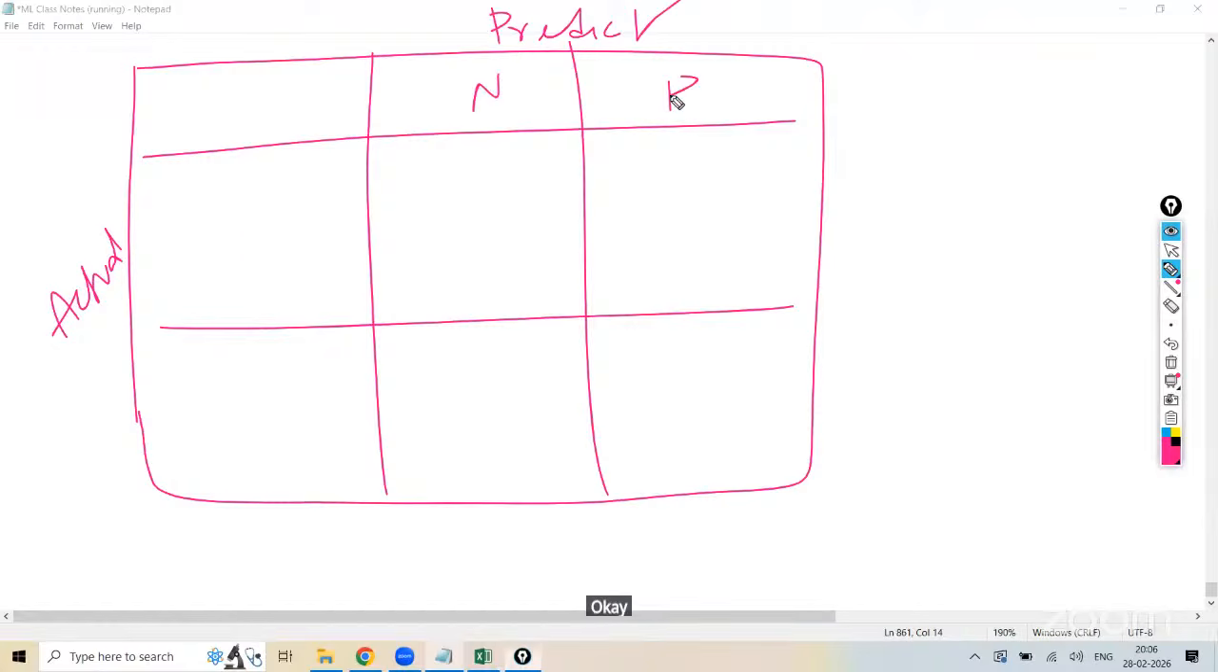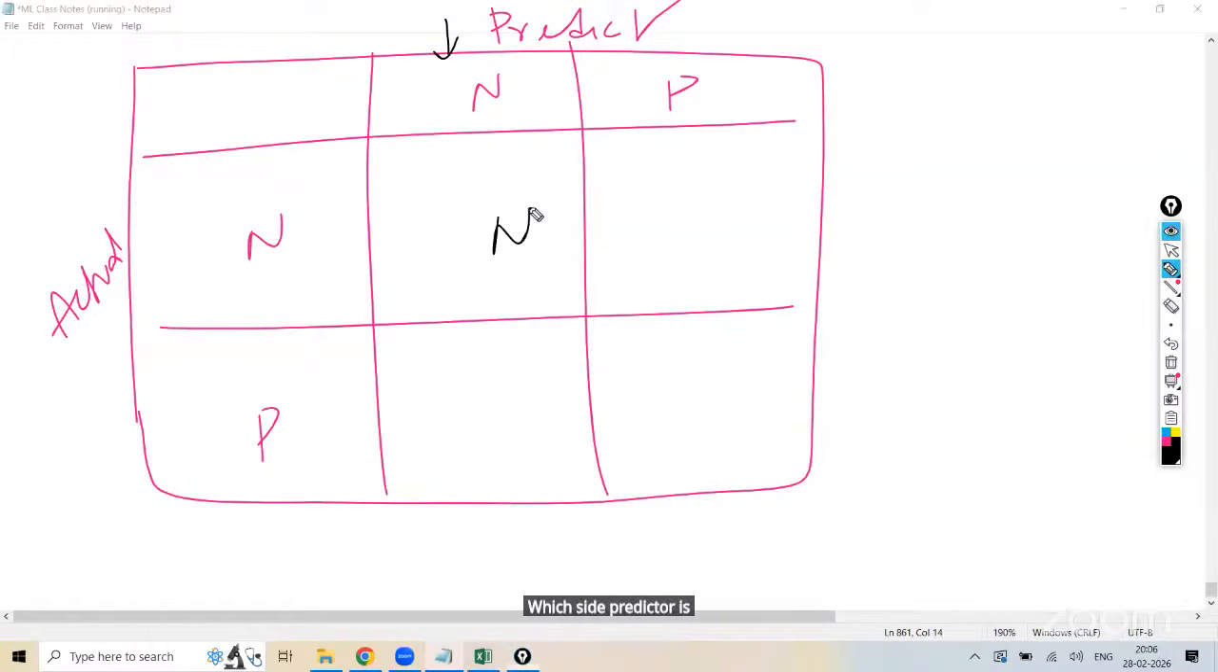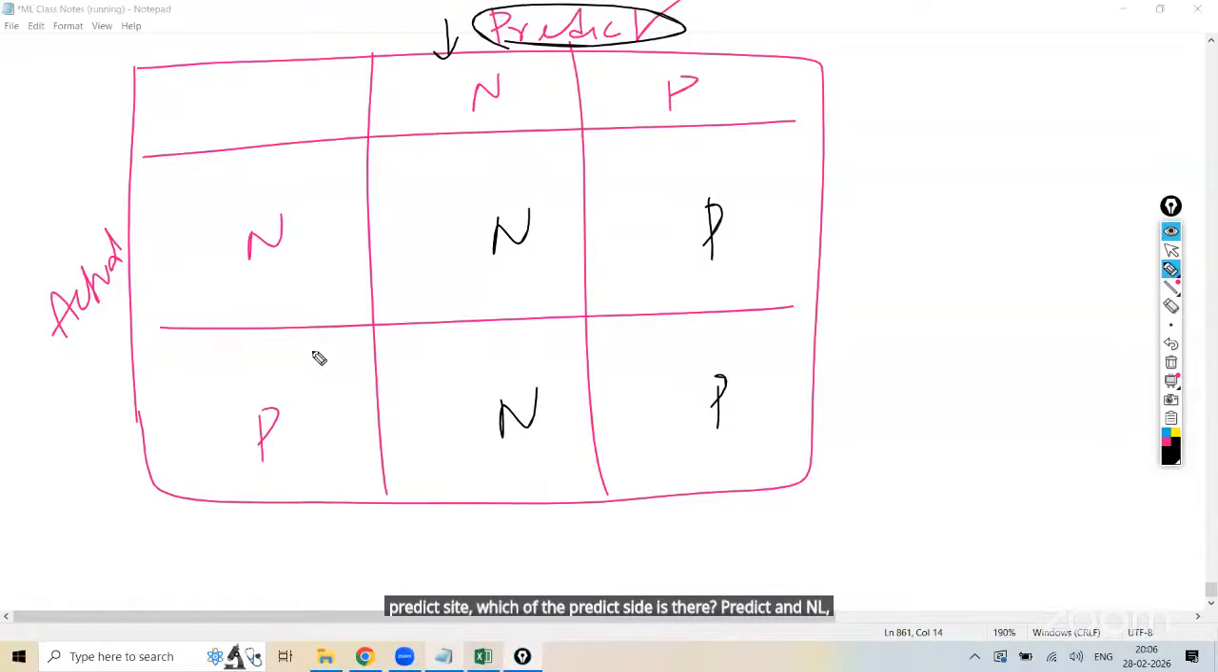Okay, don't write simultaneously along with me. Already this shortcut may cause slight confusion, and if you write along, it will be difficult. Just focus. One side is actual, the other side is predicted. Write NN and PP on the predict side. Both are the same: T. Both are opposite: F. Both are opposite: F. Both are the same: T.